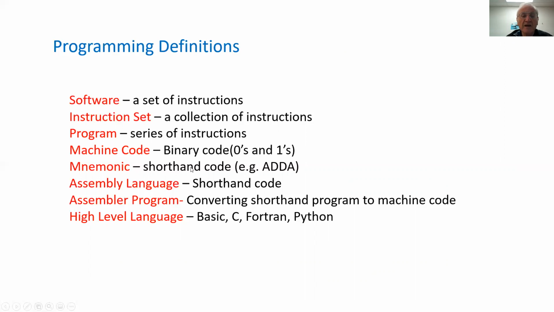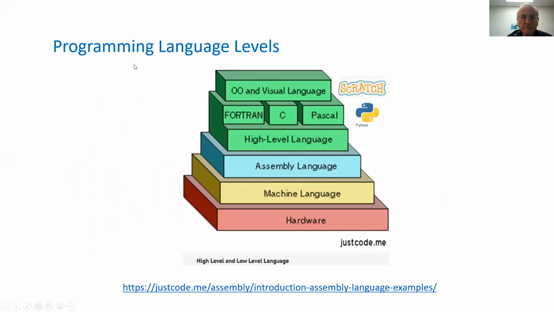The mnemonic is a shorthand code. For example, add to accumulator A whatever is in a certain memory location, which is right after this command. Assembly language is a shorthand coded language. The assembler program converts the assembly language into machine code, and high-level languages like BASIC, C, Fortran, and Python are the ones which are mostly used in programming microcontrollers.